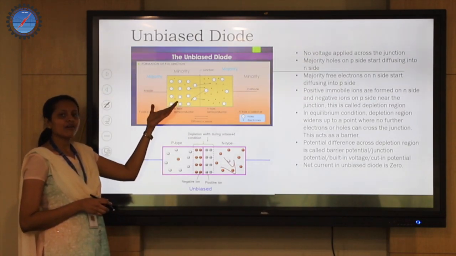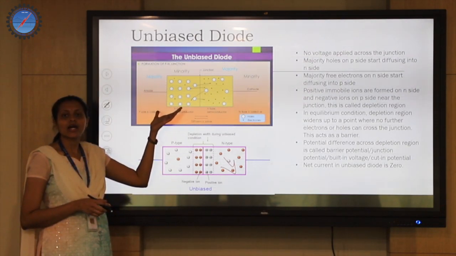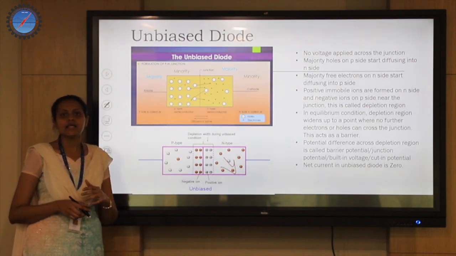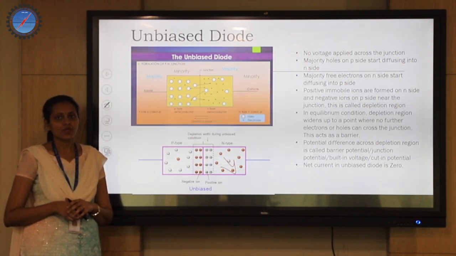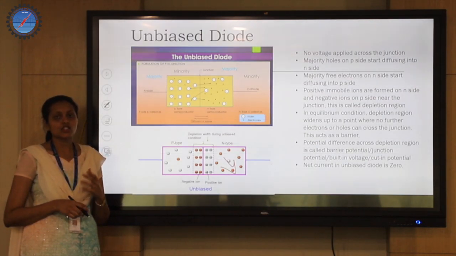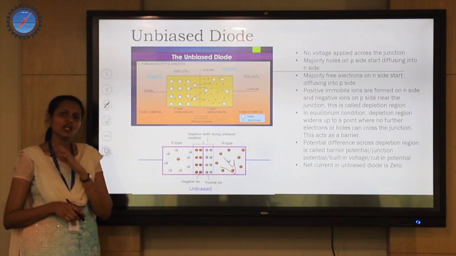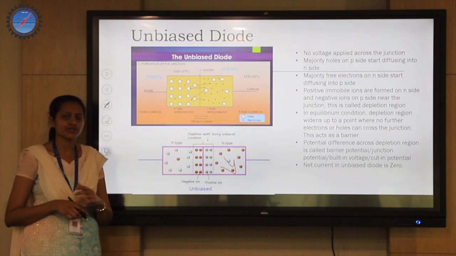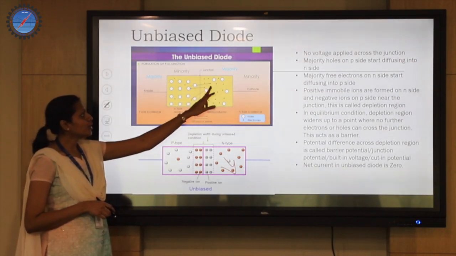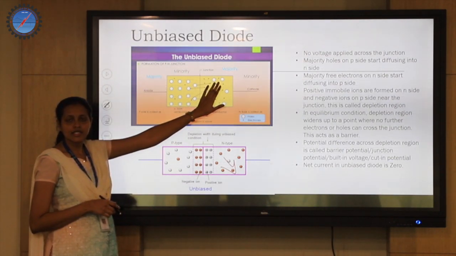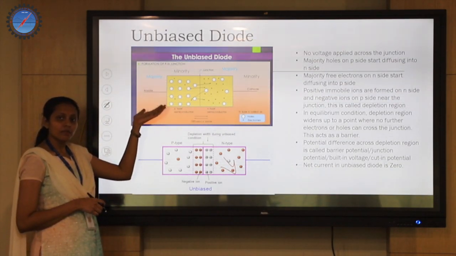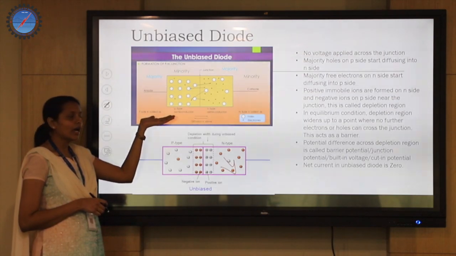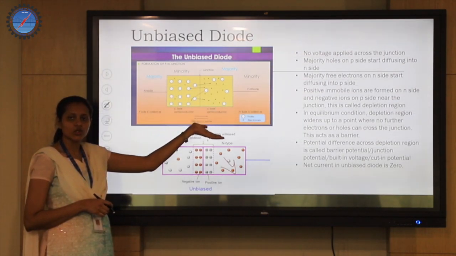So when we have an uneven distribution of charge carriers, the tendency, in order to establish equilibrium, is that the charge carriers move from higher concentration region to lower concentration region. So here on the N side we have more electrons. Here on the P side we have less electrons. Whereas on the P side we have more holes, and on the N side we have less holes.